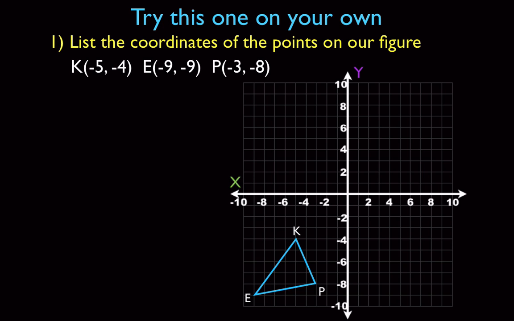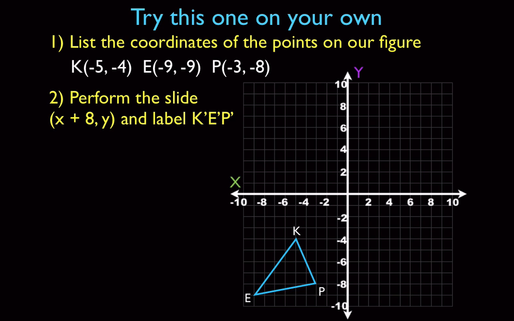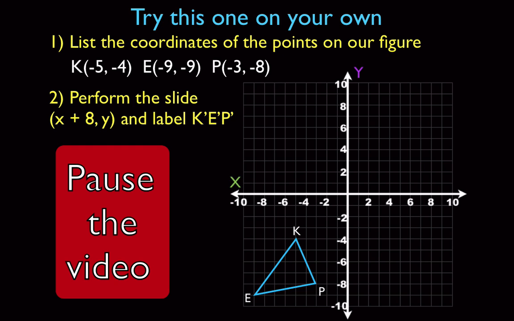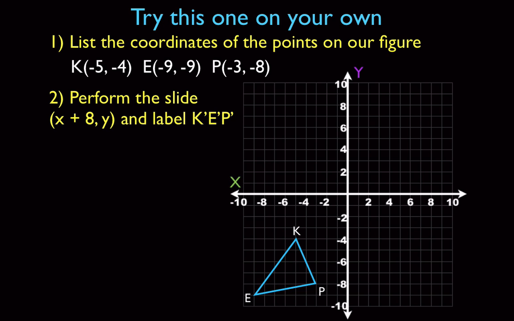Second thing we're going to do is a translation. The translation here: add 8 to X, and only X, and not do anything to Y. When you do that, go ahead and draw that on your paper, label it K prime, E prime, P prime, and then hit play, and we'll see if you have the correct figure. All right, what should have happened is you should have ended up with that figure right there. And you should have labeled it K prime, E prime, and P prime.